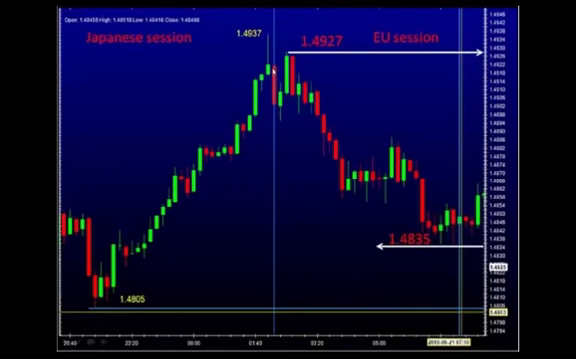Here we see the new session, which is the European session, and the price movement has gone down from 149.27 all the way down to 148.35. Almost down 100 pips. This is the reason why we separate each trading session of the day. When the Japanese market opens, we have different investors, different companies, different banks that are making different transactions every single day.